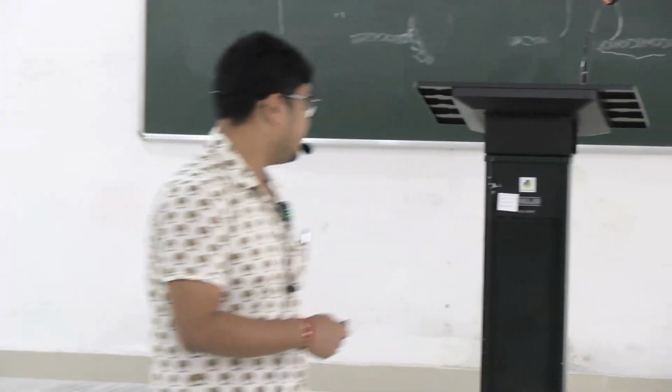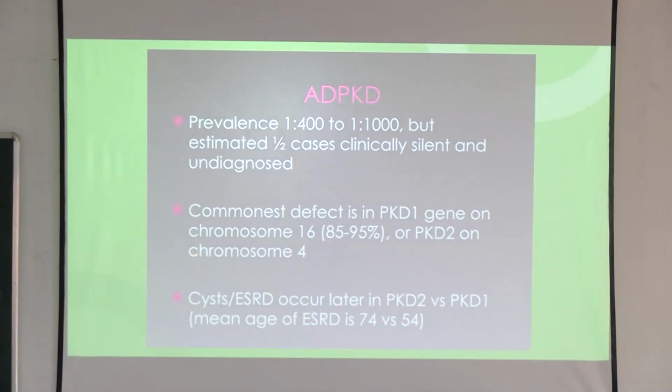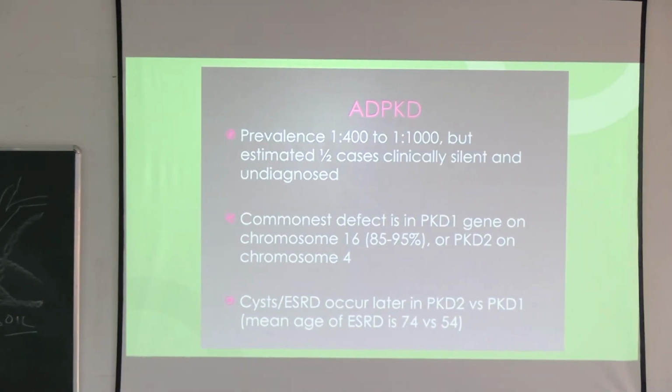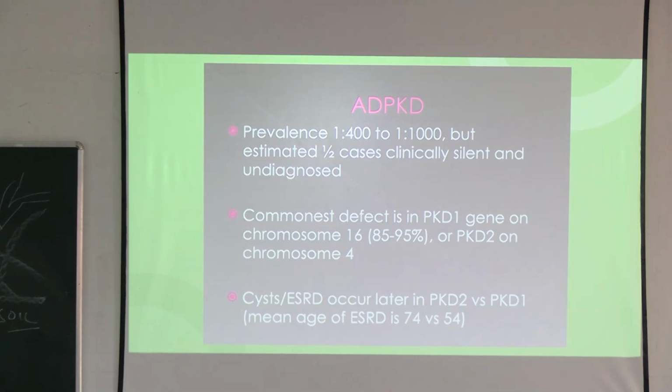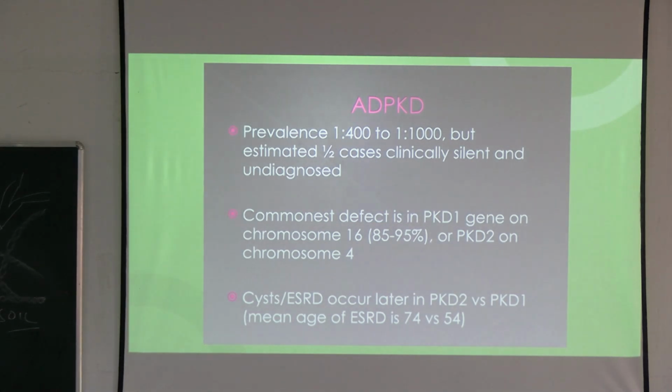Okay, so adult dominant polycystic kidney disease, or autosomal dominant polycystic kidney disease. The commonest defect is the PKD1 gene on chromosome 16 and PKD2 on chromosome 4. So autosomal dominant polycystic kidney disease is contributed to by a genetic defect of two genes: the PKD1 gene, polycystic kidney disease 1 gene, that resides on chromosome number 16, and the PKD2 gene that resides on chromosome number 4. Okay, more common is chromosome number 16, that is the PKD1 gene.